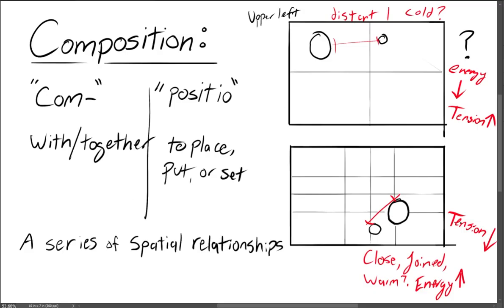So composition isn't just where you place something on a canvas or in a photograph, but it's how the elements are arranged and the way that it makes the viewer feel.